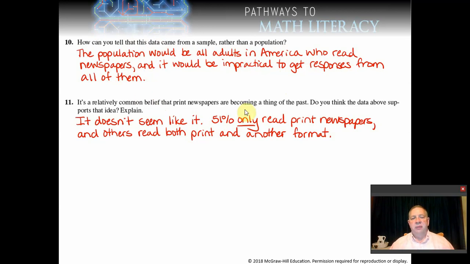It's a relatively common belief that print newspapers are becoming a thing of the past. Do you think the data above supports that idea? It doesn't seem like it. I mean, it's going down, but there are still people that are reading newspapers. I think that's still a good medium. You know, you pick up, grab it, read it. I think it's here for a little while.